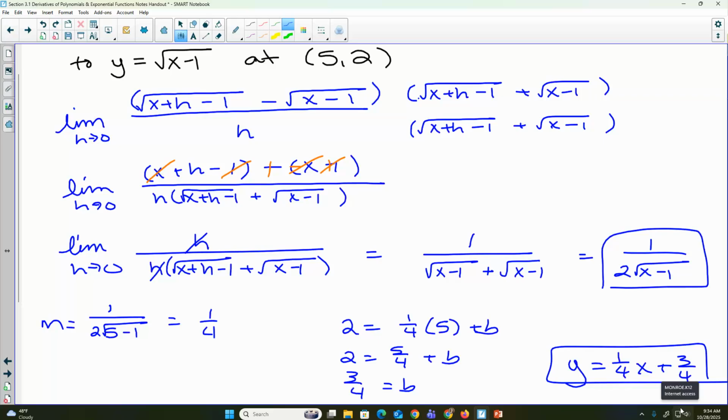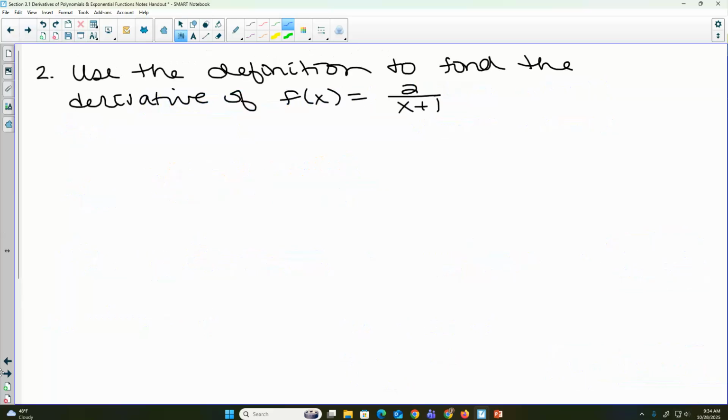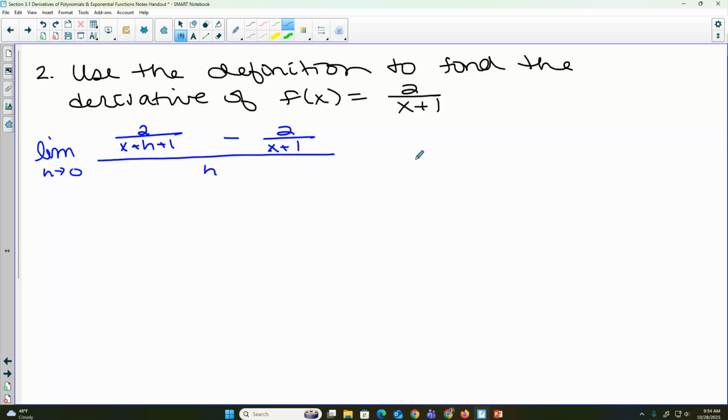So are we okay with a problem like that? I think I have time to do one more. If I ask you to use the definition to find this derivative, so limit as h approaches 0, f of x plus h minus f of x all over h.